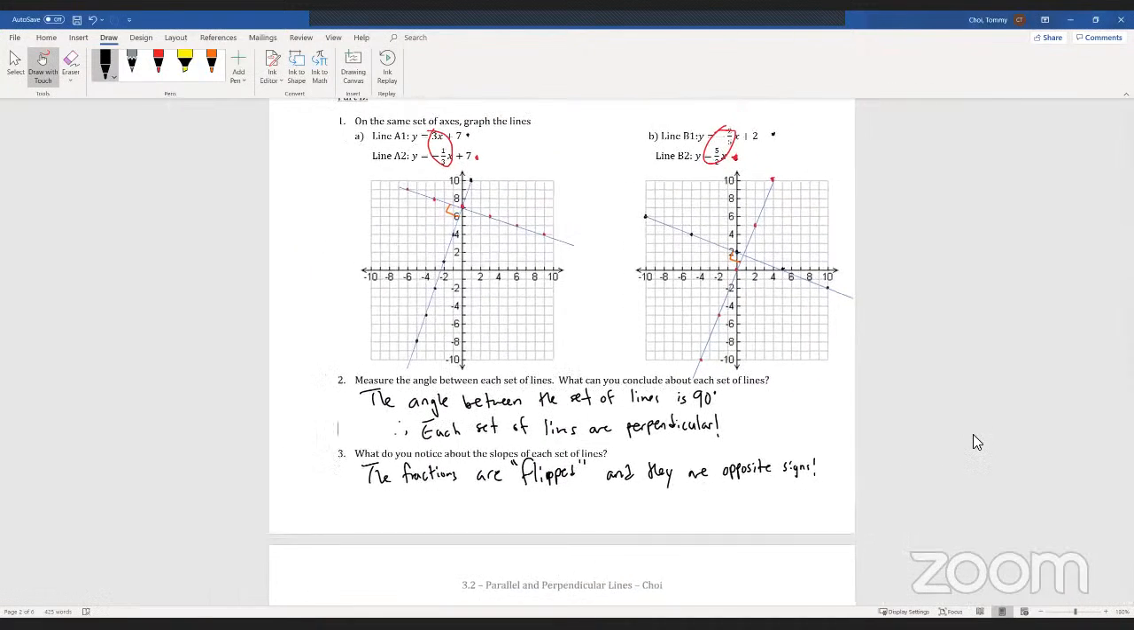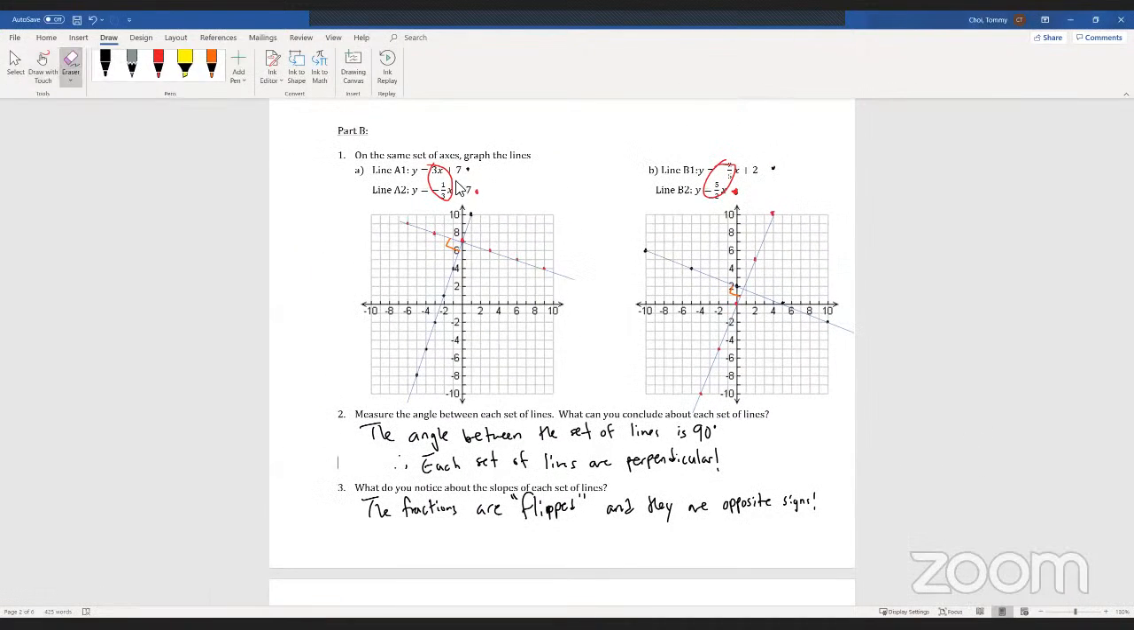So when we look at the 2 slopes here, you'll notice, right? For the first set of slopes here, 3 flipped would be 1 over 3, and the first one's positive, the second one's negative. Same thing on this side here. The fraction is flipped. The first slope is negative, but the second slope is positive. So they have opposite signs, and the fractions seem to be flipped. Okay?